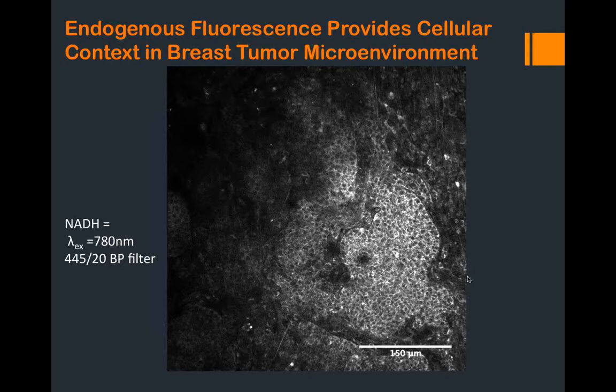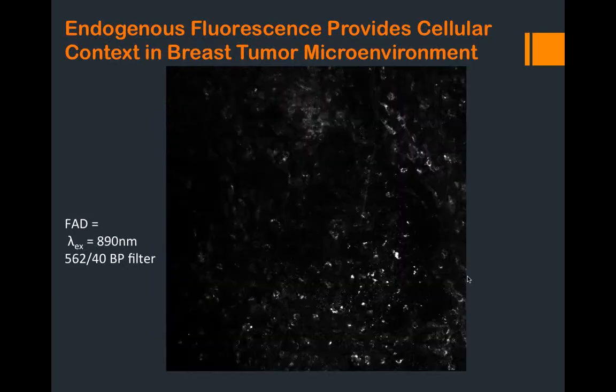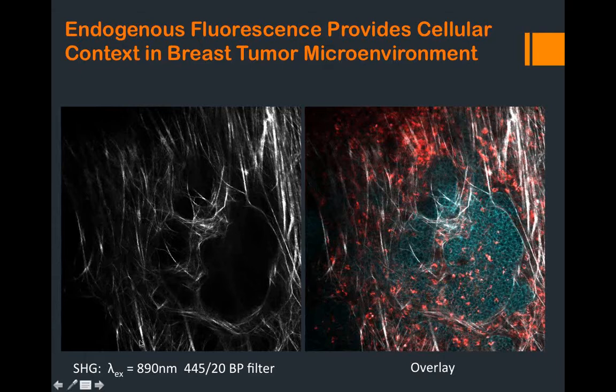But more interestingly, when we change the wavelength and the filter settings so that now we are exciting FAD exclusively and looking at FAD, we see something different. We see a whole new subset of cells inside of the tumor microenvironment, which is interesting. And when we also combine that with second harmonic generation that we can also do in vivo, we're getting a snapshot of the metabolic properties of the tumor microenvironment. We have two different subsets of cells without the use of exogenous fluorophores or dyes. So it's all endogenous fluorescence, which is really interesting.